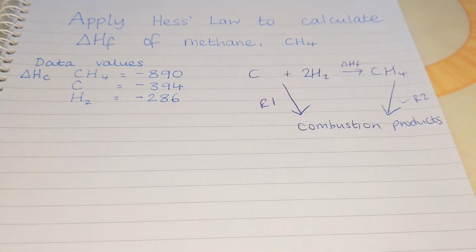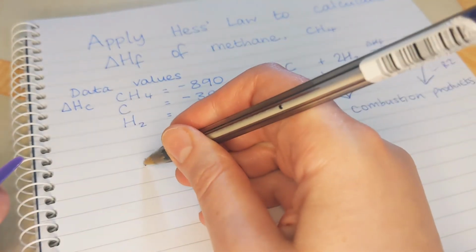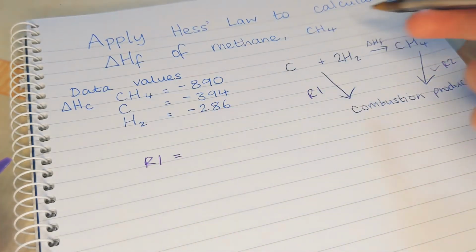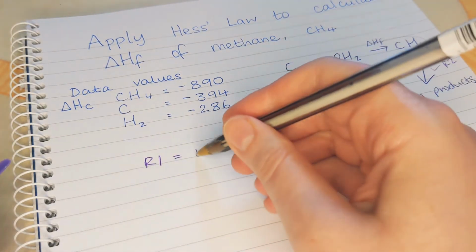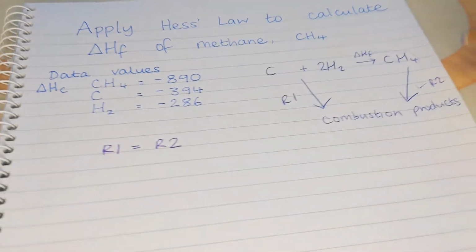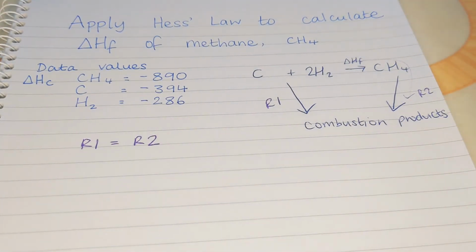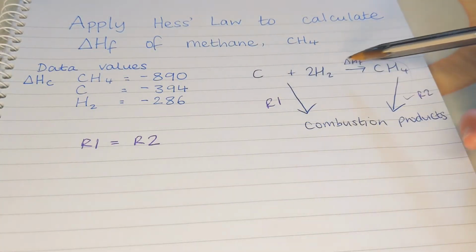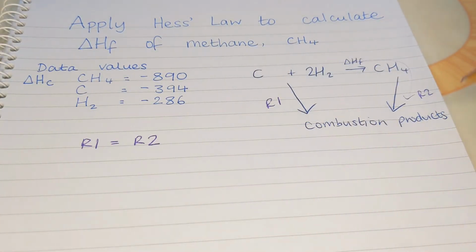Now we're ready to apply Hess's law. And Hess's law says that the energy change going via route 1 is equal to the energy change needed to go by route 2. So we're going to collect the terms involved in each route and write them equal to each other.